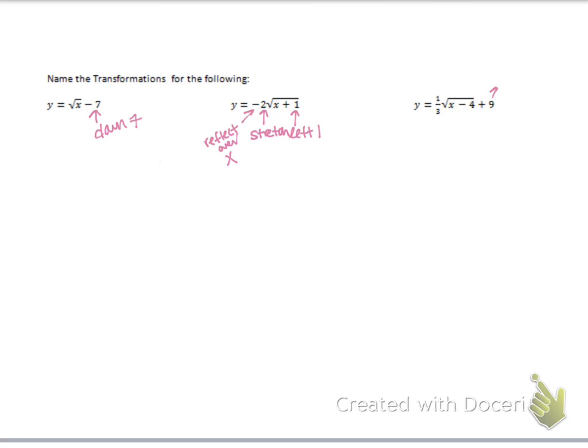Okay, so I got an up 9. This is the opposite of what you think, so right 4. And then 1/3 is going to compress all my points closer together. Everything's going to get a lot smaller.